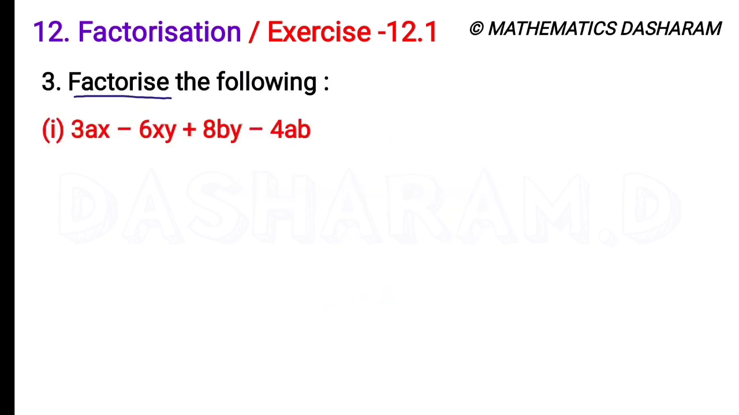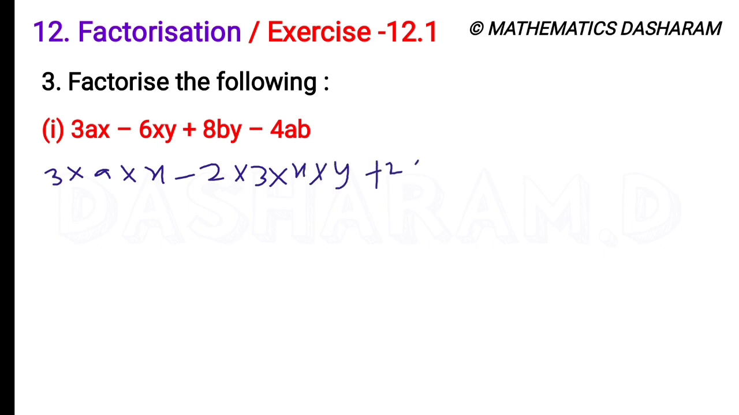Third bit, factorize the following. First question, 3ax minus 6xy plus 8by minus 4ab. So here given total 4 terms. First 3ax, 3 into a into x, minus 6xy, 2 into 3 into x into y, plus 8by, 2 into 2 into 2 into b into y, minus 4ab. So 2 into 2 into a into b.